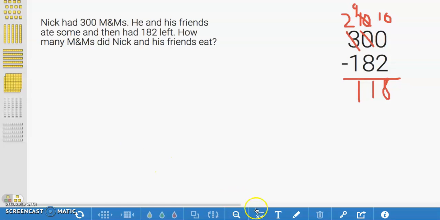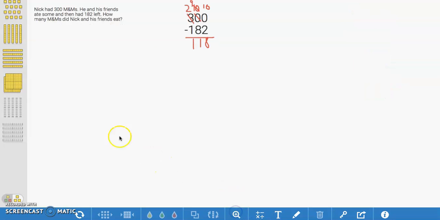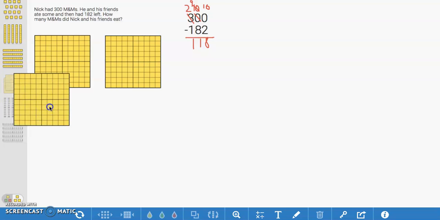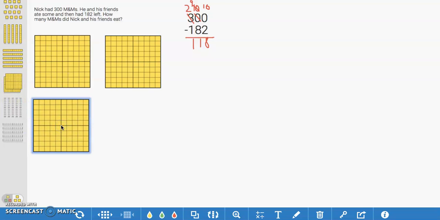So first I'm going to represent 300 M&Ms, and I'm going to make the screen smaller so you can see. I'm going to represent the 300 M&Ms by putting out 300 blocks. So this represents our 300 M&Ms. But we need to take away 182, but we don't have any tens or ones, just like we didn't have over here. So the first thing we're going to do is take this block of 100, break it up, and we're going to turn that into 10 blocks of 10.